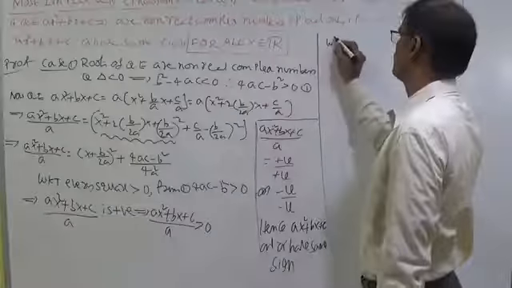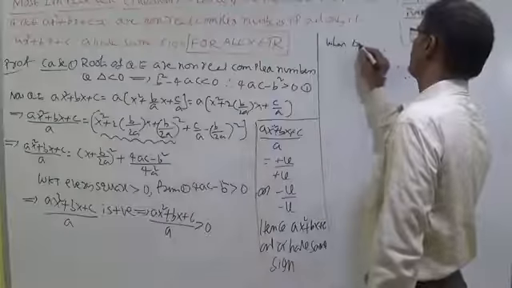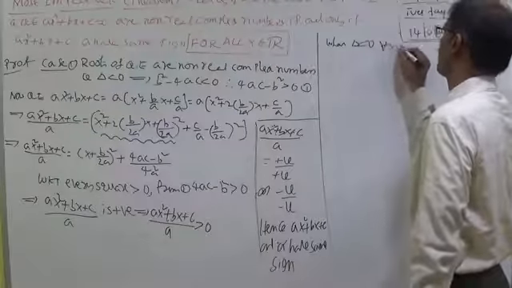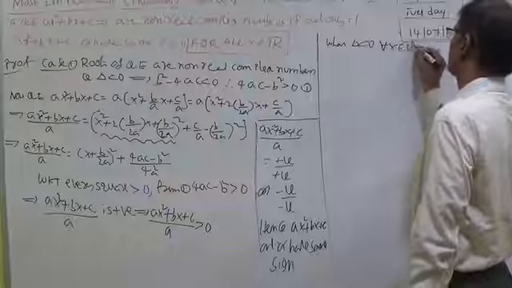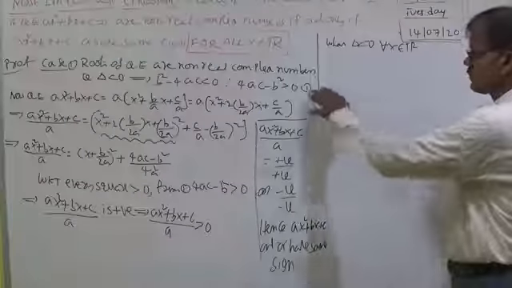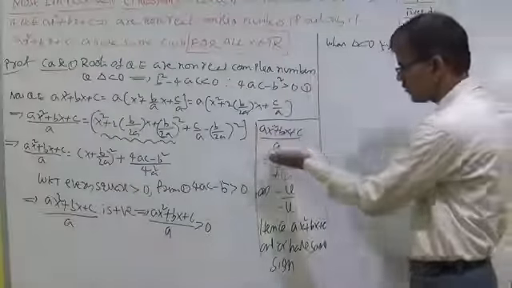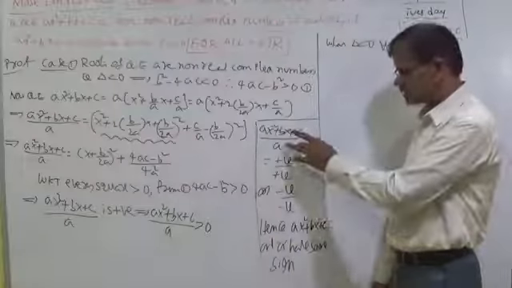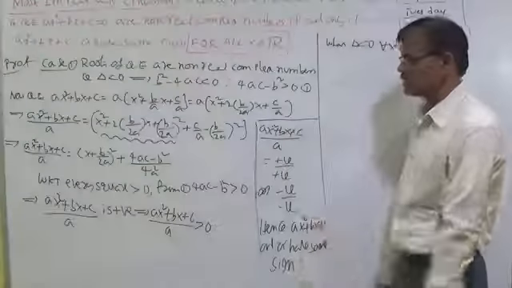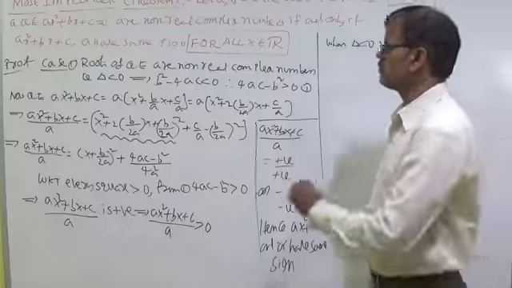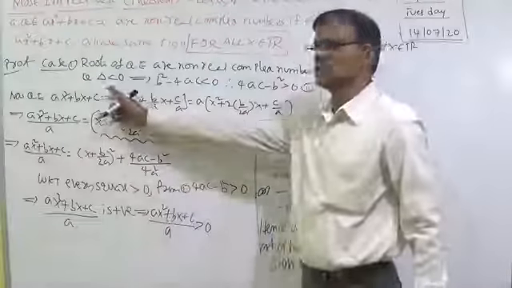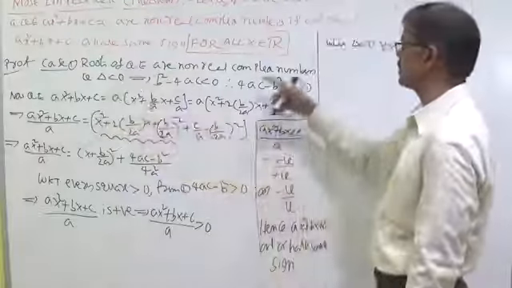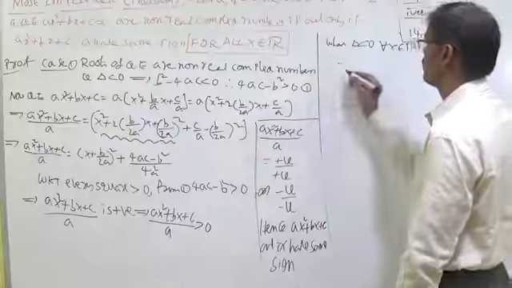Here, the meaning is when delta less than 0 for all x belongs to R. Because delta is less than 0 for all x belongs to R, there is no question of any other real value. 100% it is positive or negative, we got. Therefore, it is true for every real number. That means whenever delta less than 0 for all x belongs to R, this is true.